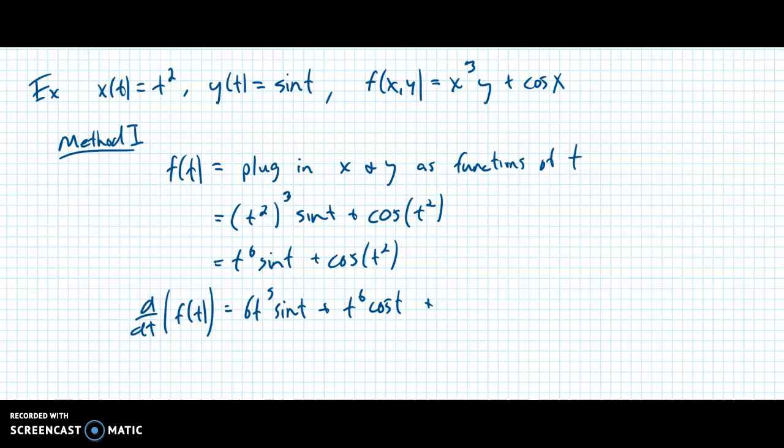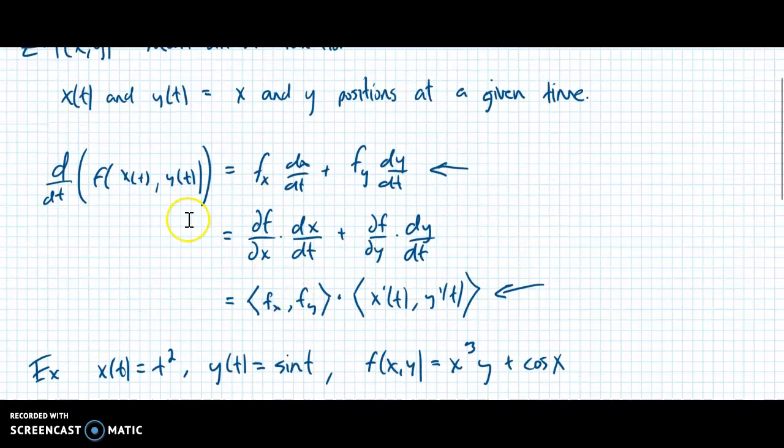I get a, oh, whoops, not a plus. I get a minus 2t sine of t squared. So you may say, all right, cool. I can do this, right? I can find d/dt of f of t. I can find the derivative here. Why do I need the chain rule? Well, there are times where we can't do what we just did. So I need to take this chain rule here.